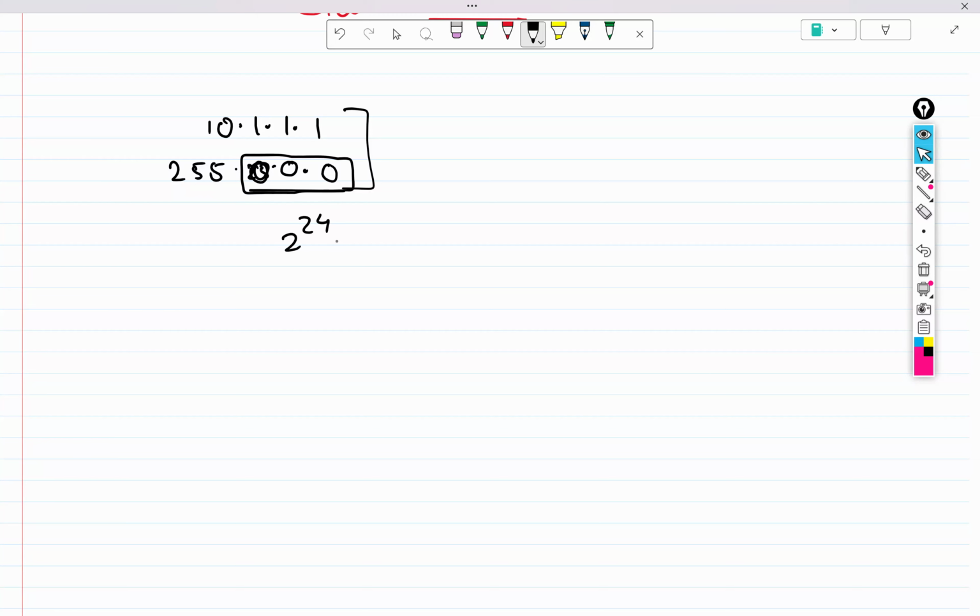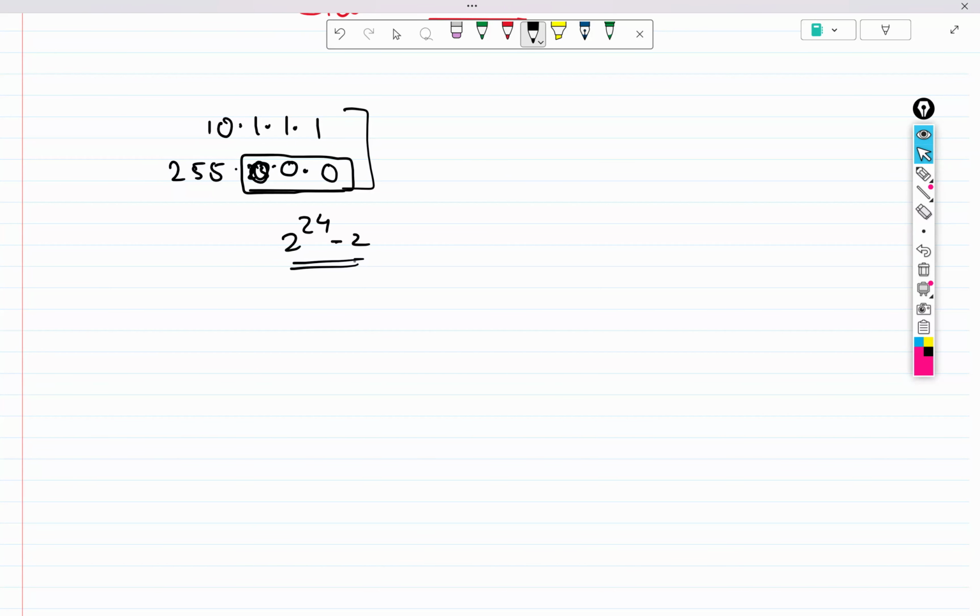So let's take this example, 10.1.1.1. What is the default address mask? 255.0.0.0. Now, if I give away this IP address space, how many hosts am I giving away? I'm giving away 2 power 24 minus 2 hosts. Correct? Yes. The host part is the 0 part.